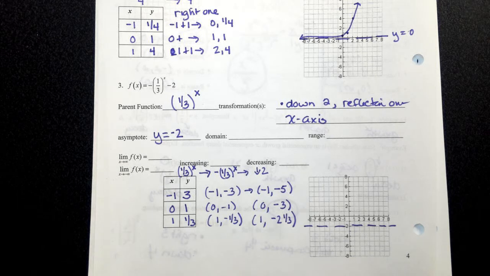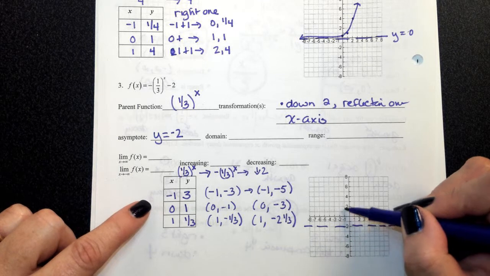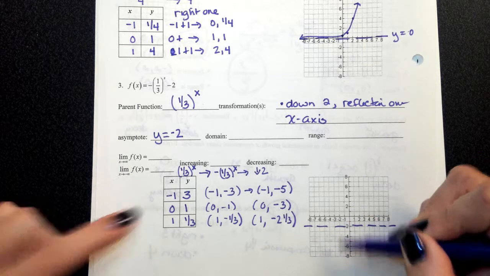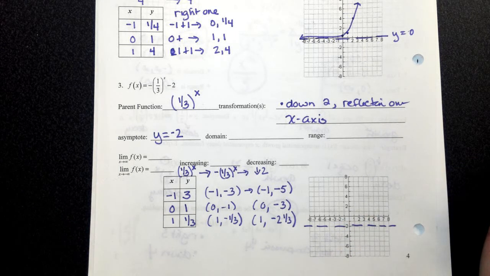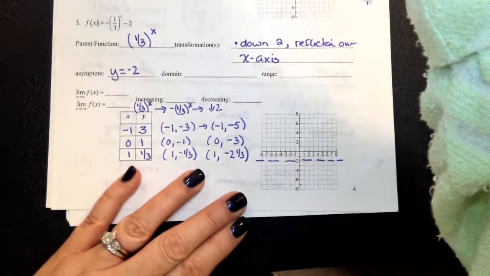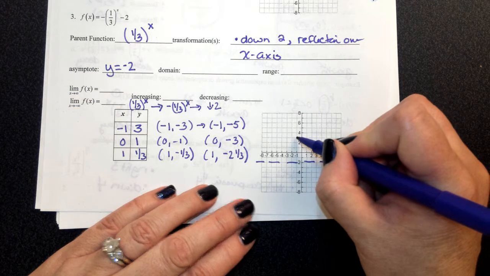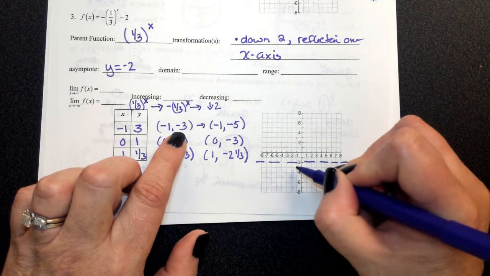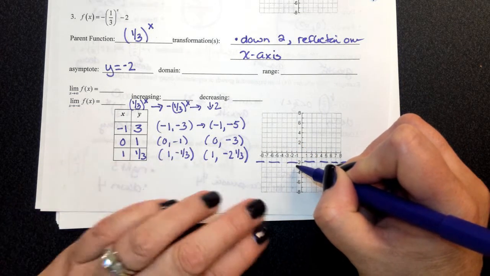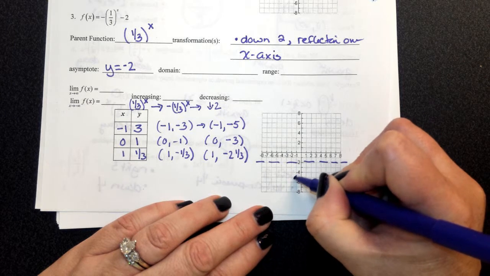Or like I said, if you're more comfortable, what you can do is just take the points on the parent function, -1, 3, reflect them, and then move them down 2. It's just whatever you feel more comfortable doing. So again, I have my point -1, 3. I reflect it over the x-axis to -1, -3, and then move it down 2, so that'll put me at -1, -5.